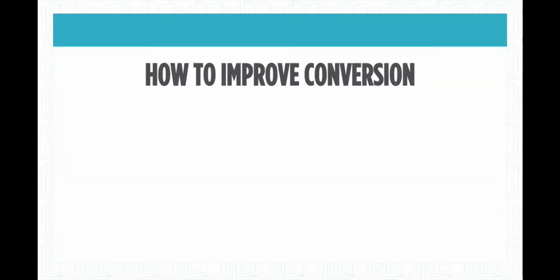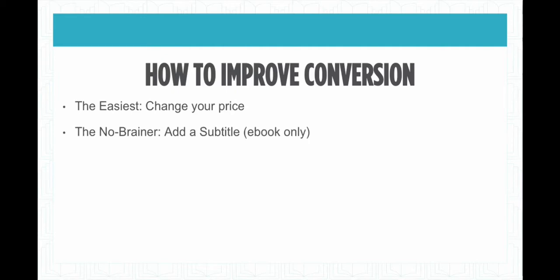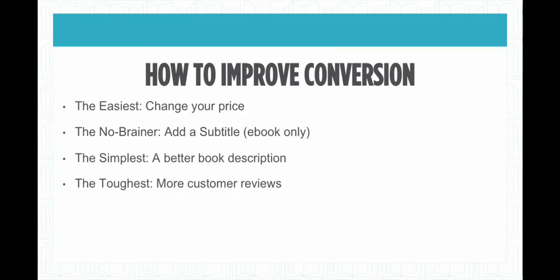How do you improve conversion rate? There are a few different ways. The easiest way is to lower your price. The no-brainer way is to add a subtitle, which is something you can only do easily in an ebook edition. The simplest way is a better book description, and that starts with a powerful hook. The toughest way, the one that may cause you sleepless nights, is getting more customer reviews.